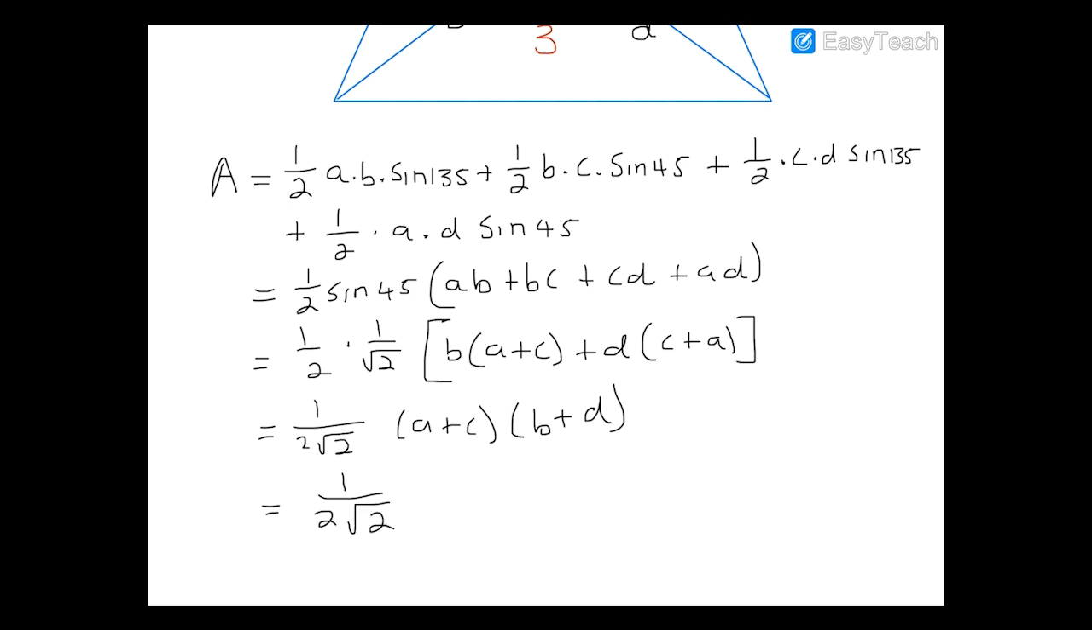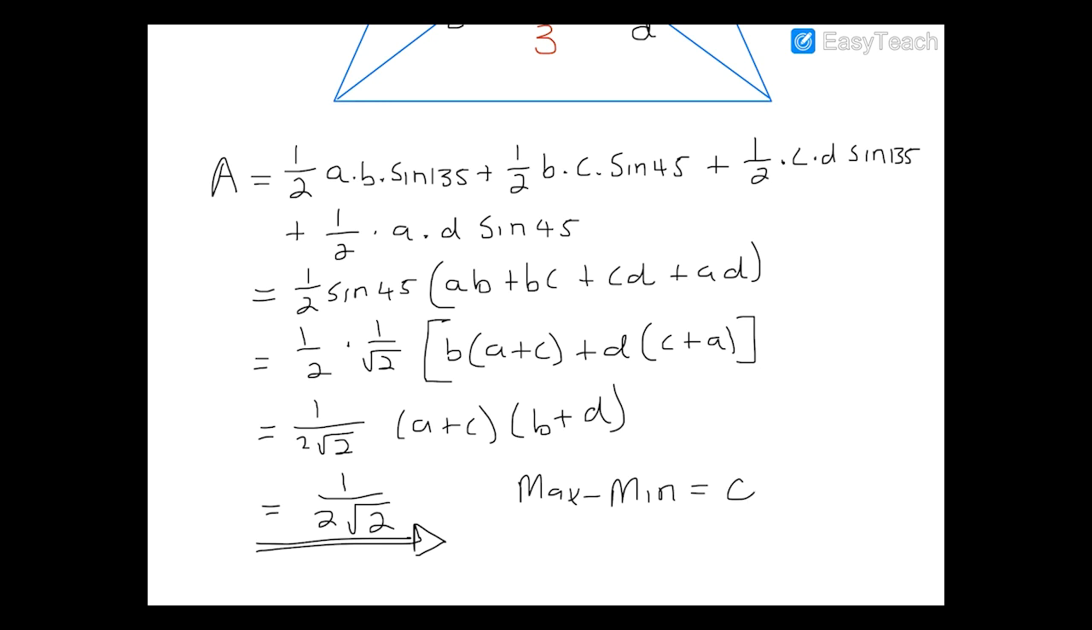Now looking at this answer, we can conclude that the area of this quadrilateral does not depend on how the diagonals cut each other, because 1 over 2 root 2 is both the minimum and the maximum area, meaning the difference between the maximum and minimum is 0.